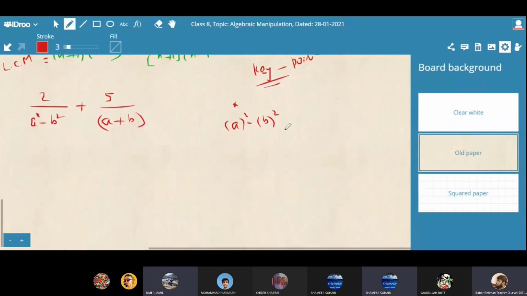Sir, a plus b, a minus b. Very good. a squared minus b squared is a plus b times a minus b. So first of all, the key point is to factorize the denominator.